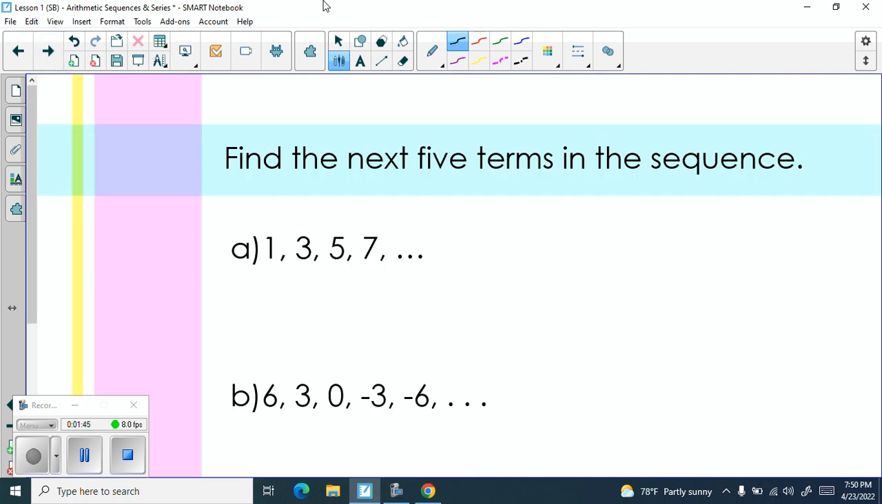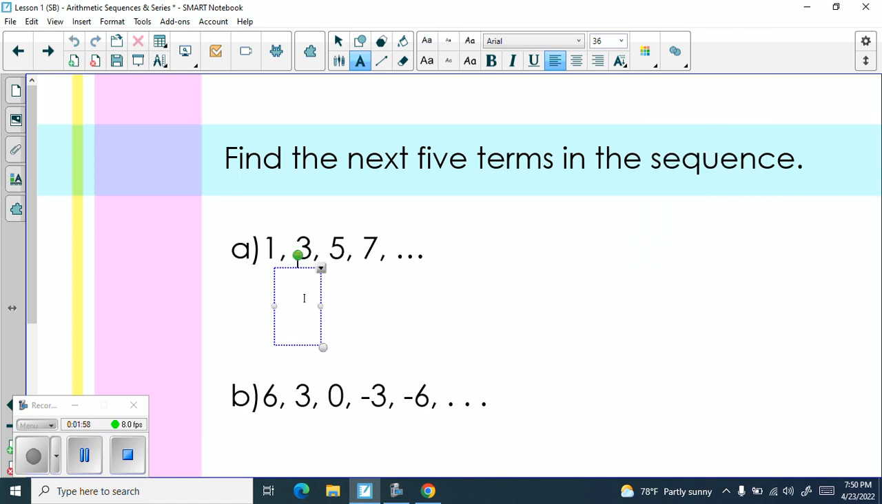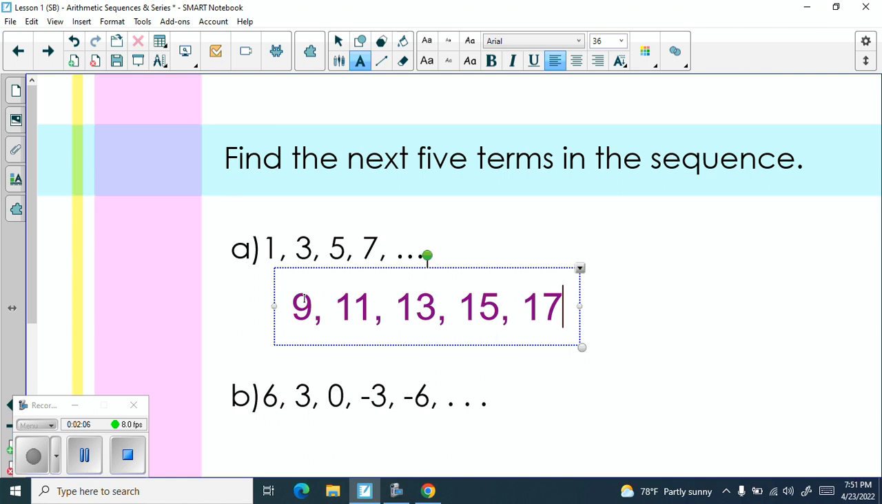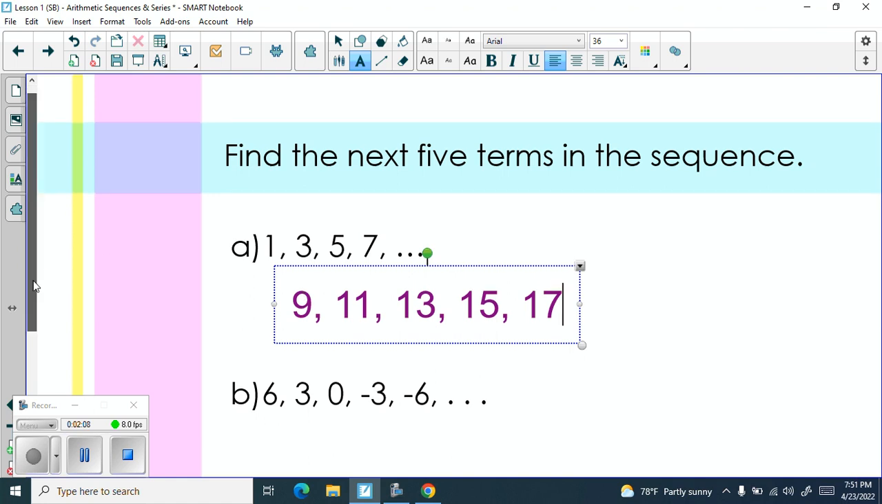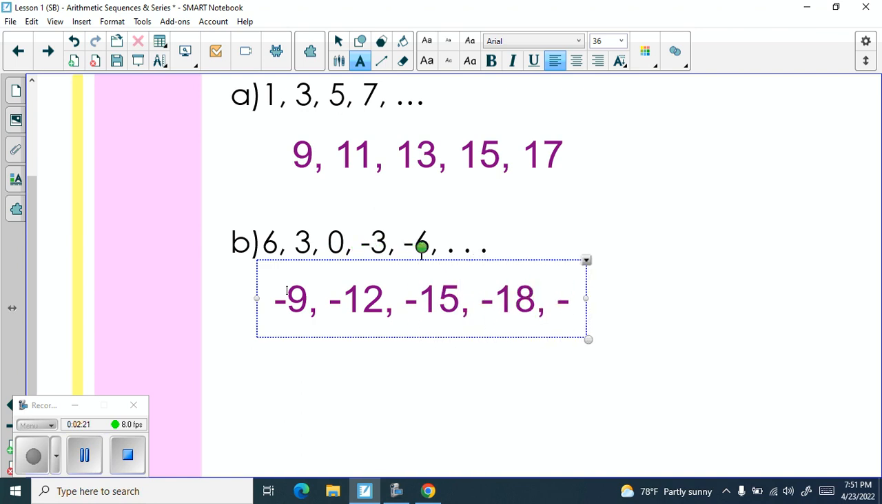So here's some examples of some sequences, and we're just trying to come up with the next 5 terms. So here we go. We've got 1, 3, 5, 7. You should be noticing that that pattern is an odd pattern. So we're counting by 2s. So we'll have 9, 11, 13, 15, and 17 as the next 5 terms in our sequence. The next pattern here, we see 6, 3, 0, -3, -6. So it looks like we are subtracting 3 each time. So we have -9, -12, -15, -18, and -21.